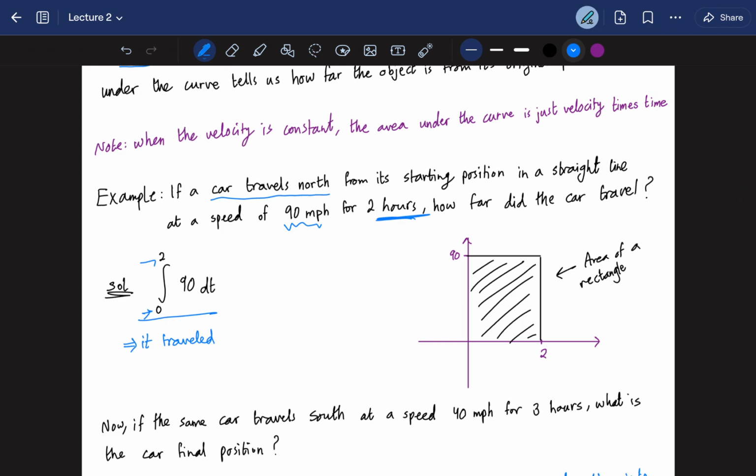And here, since the velocity is constant, my function is just 90. And I'm integrating in terms of t because I'm dealing with time. So here, this is my function. It's just a straight line, 90. And I want to find it from 0 up to 2. So the area under the curve is going to be this rectangle. But I know that the area of a rectangle is just width times height. So this is just going to be 2 times 90, which is 180. So the car traveled 180 miles.